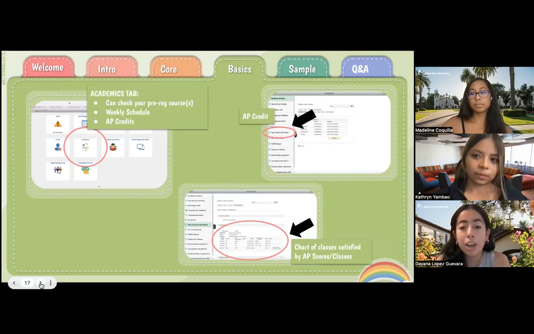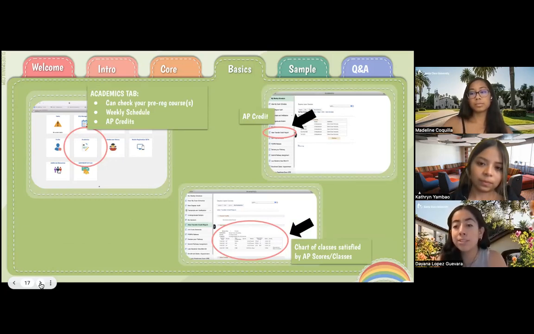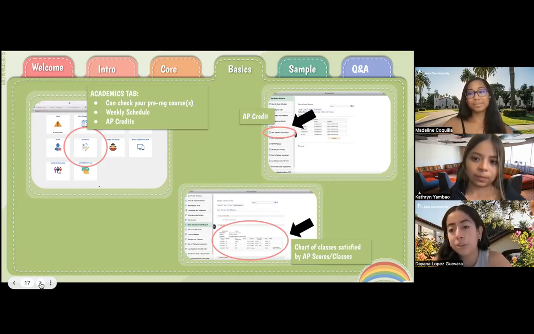Once you click on that, it will give you the chart, which is shown in the image at the bottom, and it will tell you which AP classes have satisfied which SCU courses. And that's a way that you can check and see whether there are any classes that you still need to take, whether there are any classes that have already been satisfied, which will make you feel a little bit more prepared for your advising session. Next slide, please.